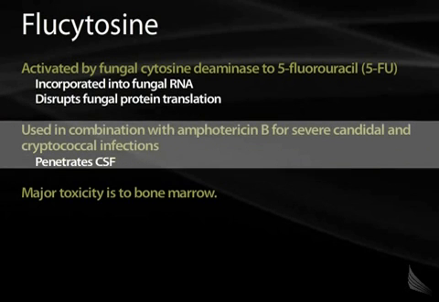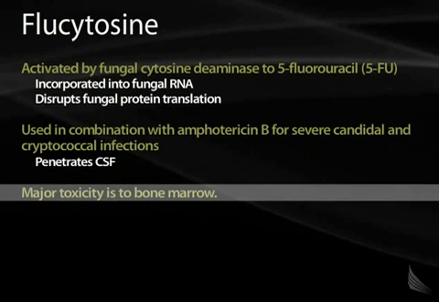Flucytosine is often used in coordination with amphotericin B for severe infections because it can penetrate the CSF. The major toxicity of flucytosine is to the bone marrow. It can cause bone marrow suppression, anemia, and neutropenia.